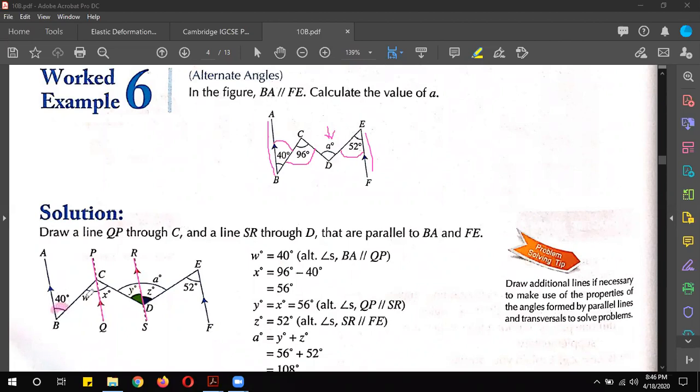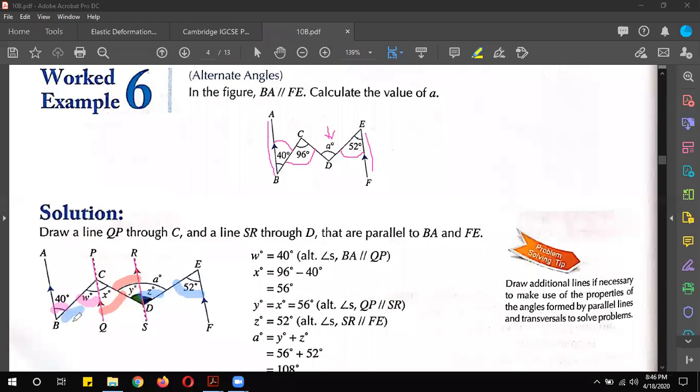alternate angles, that this angle and this angle, these are alternate angles. Also this angle X and this angle Y, these two are also alternate angles. And we can say that this angle Z and this angle E are also alternate angles. And we know that alternate angles are equal to each other.